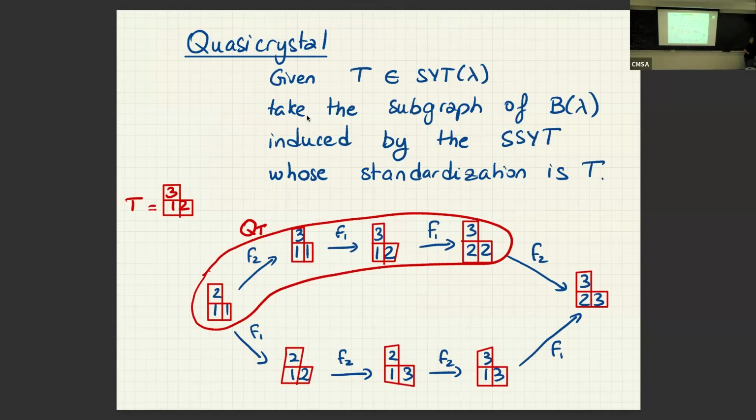So now let me tell you what a quasi-crystal is. I'm going to fix a semi-standard Young tableau T of shape lambda. I'm going to take the subgraph of the crystal graph that's induced by the semi-standard Young tableaux that all standardize to that same tableau. I don't think I gave a definition of how we standardize a semi-standard Young tableau. Let me tell you.